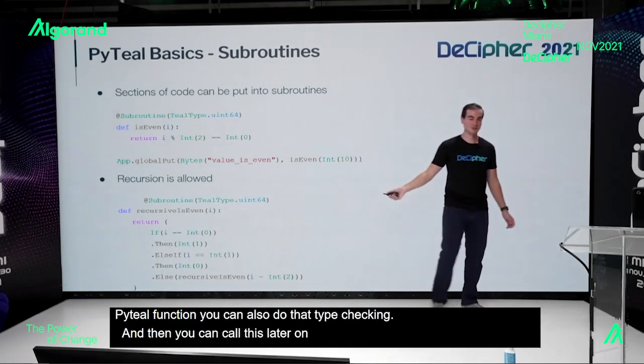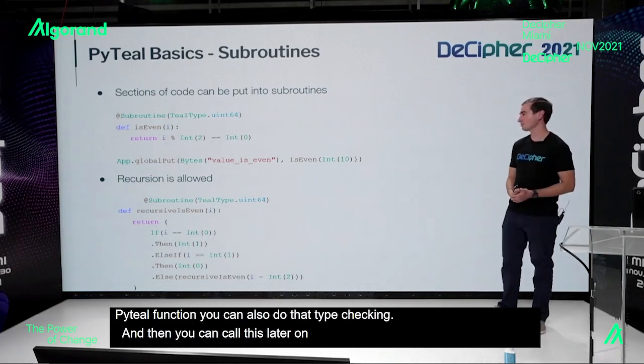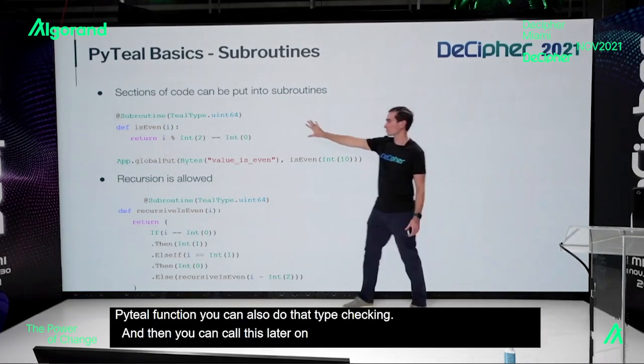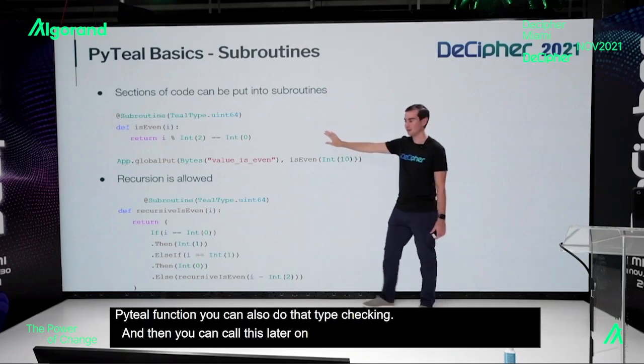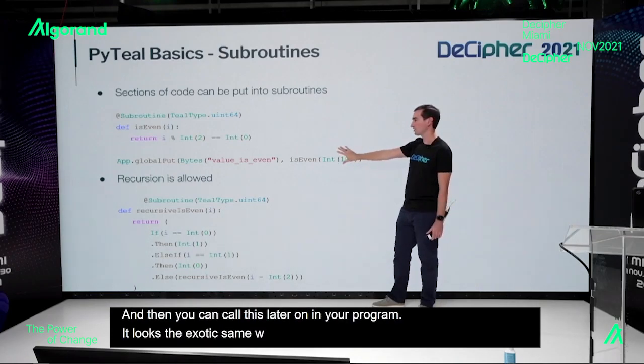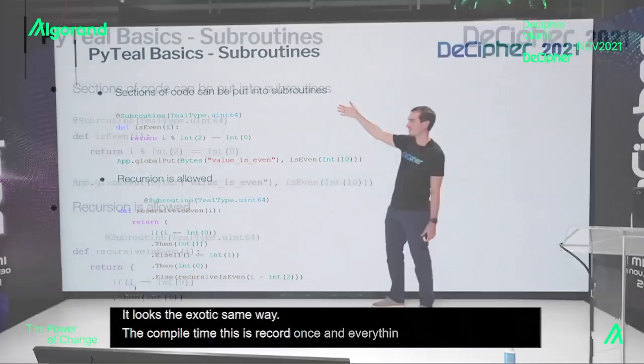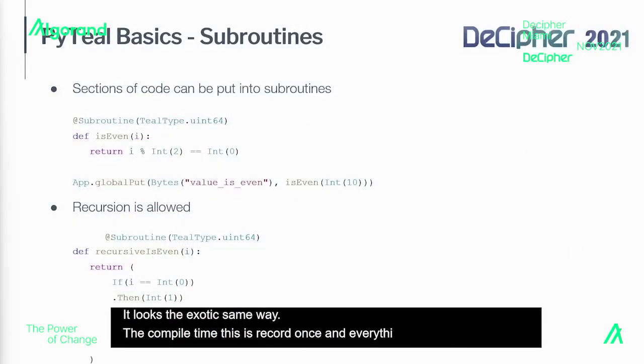But what's actually happening at compile time is this code gets stored once. And every time you invoke it, we essentially go to that subroutine in the AVM, invoke it, and then come back.